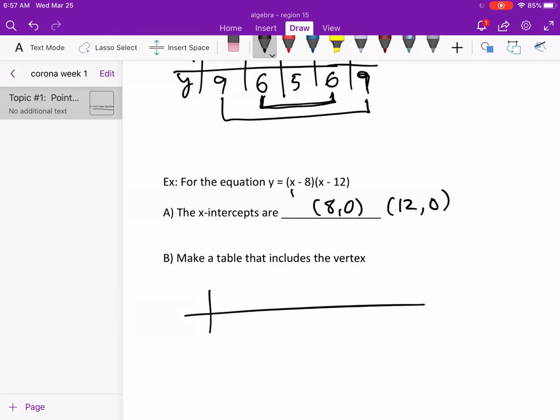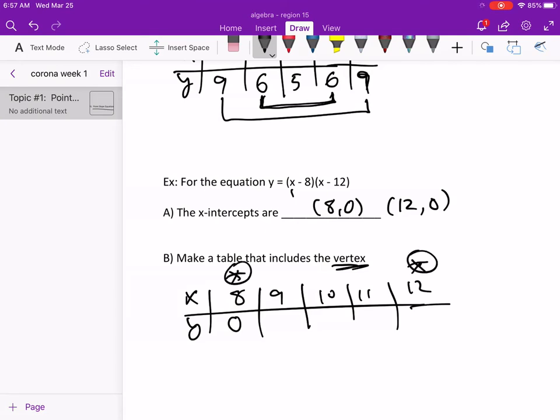To make a table for this, I would definitely want, it says vertex, I'll worry about that later. I definitely want to have the 8 in my table because that's such an easy number to plug in. And I'm just going to kind of go by ones here until I get to 12. I want 8 and I want 12 because those seem like they're important points. If I plug a 12 in for x, of course I would get a 0 for y, and then I'll just kind of follow my table.